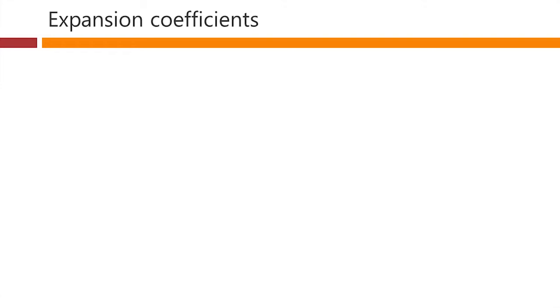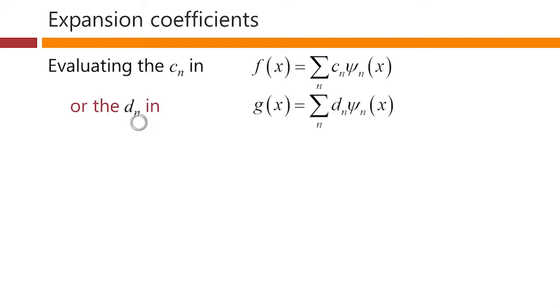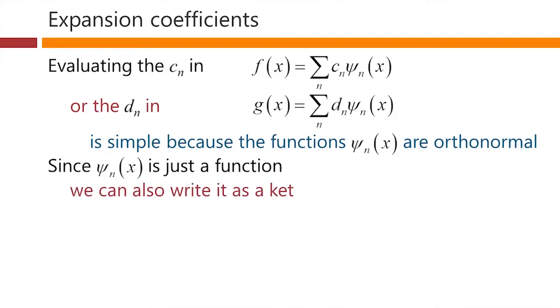Now, we can continue to use this notation to write down ways of thinking about expansion coefficients. So, in our expansion here of the function f of x on this basis psi n of x, with our expansion coefficient Cn, or the dn in this expansion of the function g of x, it is simple to evaluate these coefficients because, as we know, these functions are orthonormal, and we've done this before. Since psi n of x is just a function, we can also write it as a ket now, if we want to.